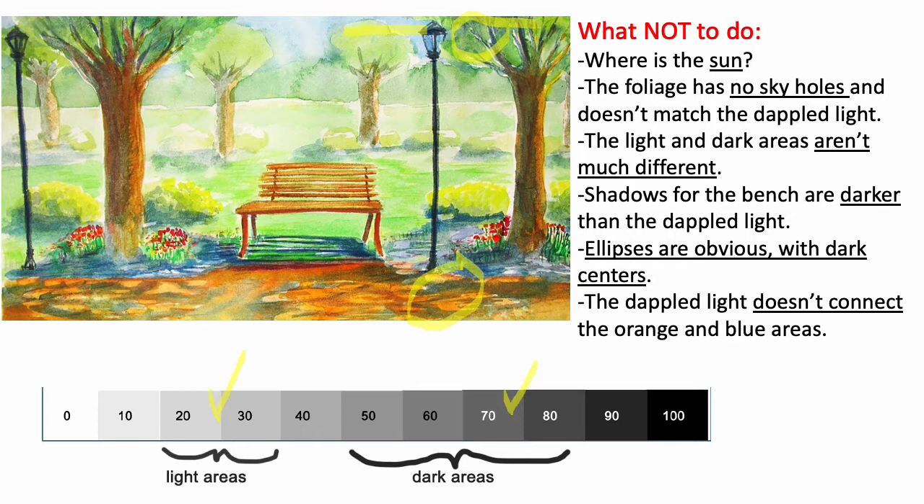Also, the shadows for the bench are darker than the dappled light, but all shadows should have similar values. There are too many obvious ellipses, and they shouldn't have dark centers. In fact, the center should be the lightest part. Notice how the ellipses seem to end at the orange area rather than continuing onto the blue part.